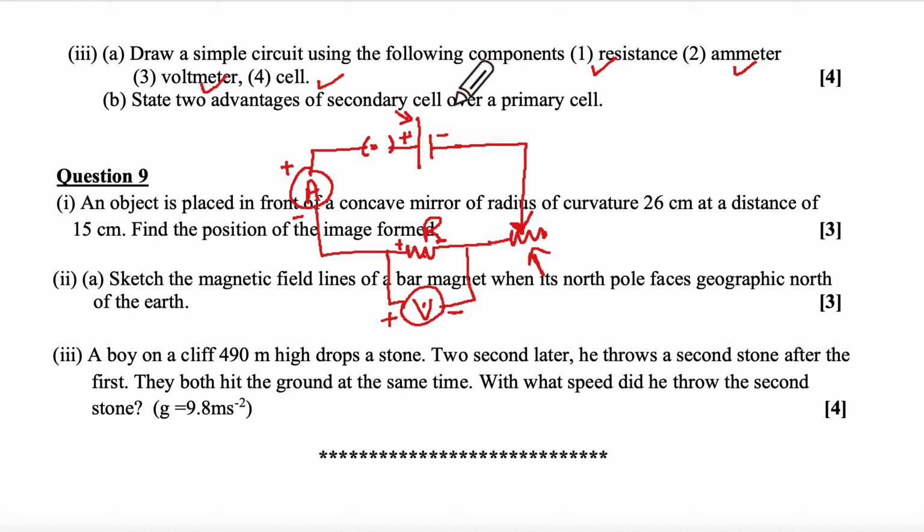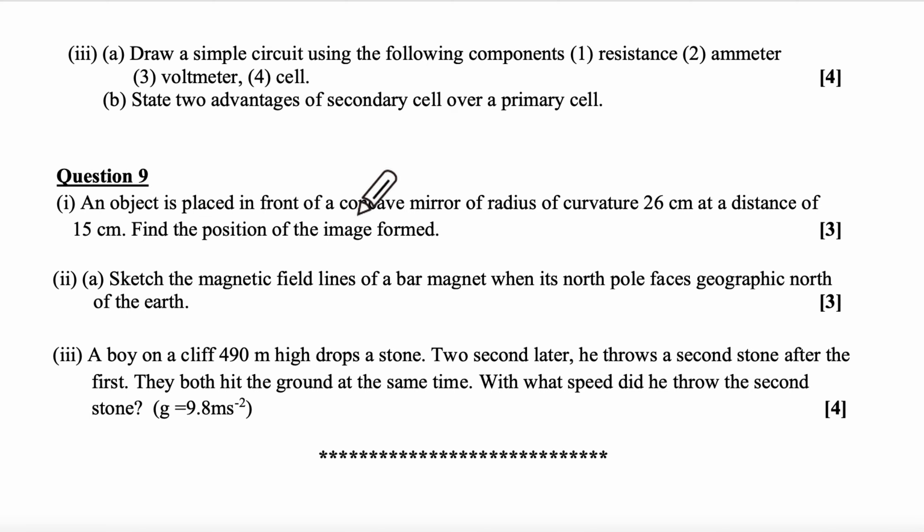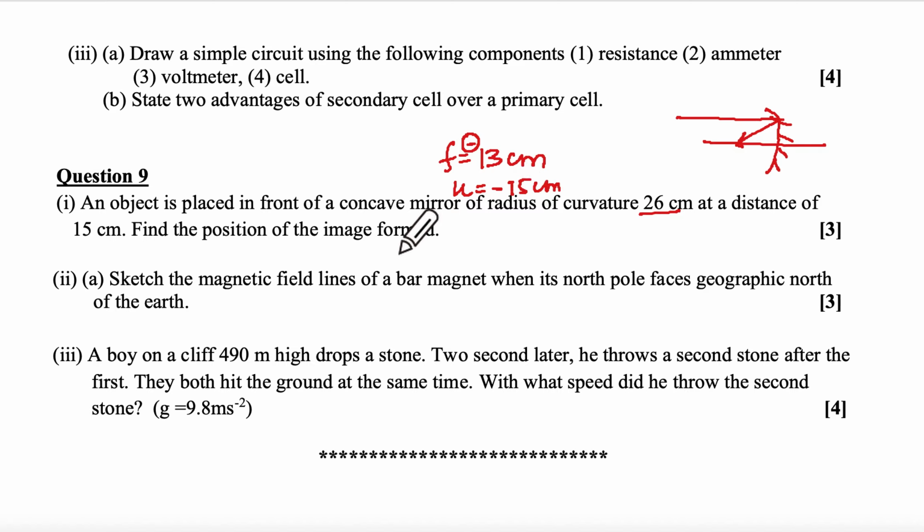Understanding. Yes. Two advantages of secondary over primary cell, learning type of question. Then object in front of concave mirror, radius this. So radius of curvature means focal length is how much? 26 upon 2. I'm skipping the steps, only discussing. And it's a concave mirror. Concave mirror means it is like this, so the ray will come this way, so the focal length will be negative. Understanding? Yes, ma'am. And the object distance u is going to be in front, means it will be minus 15 centimeter.